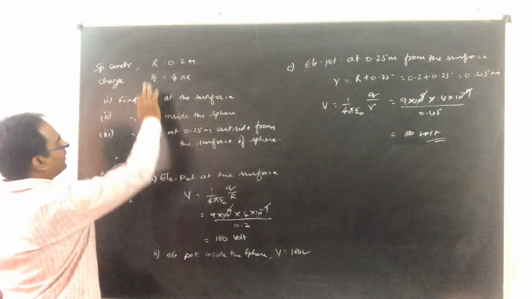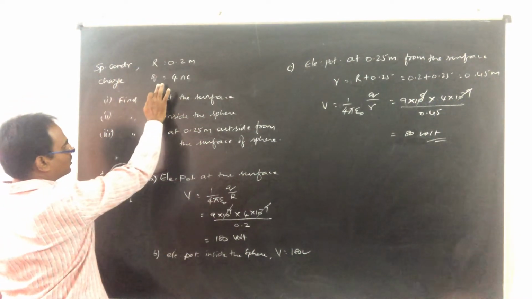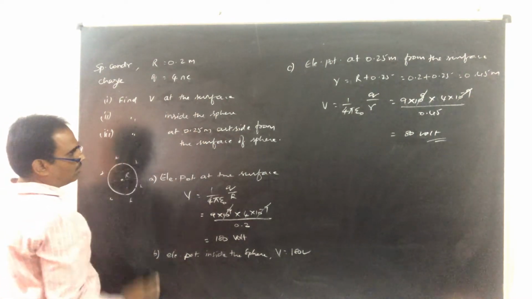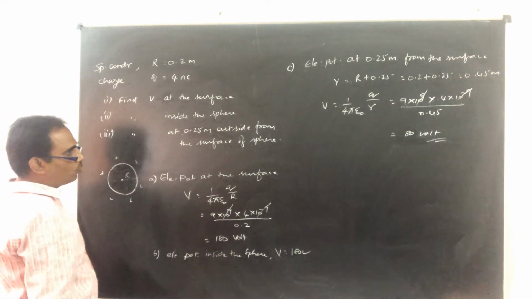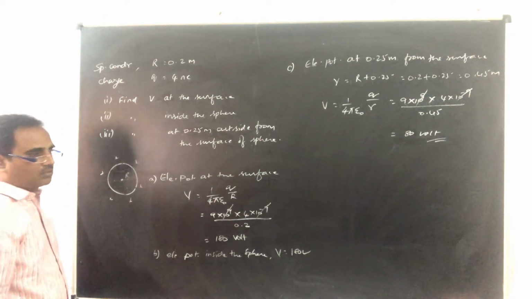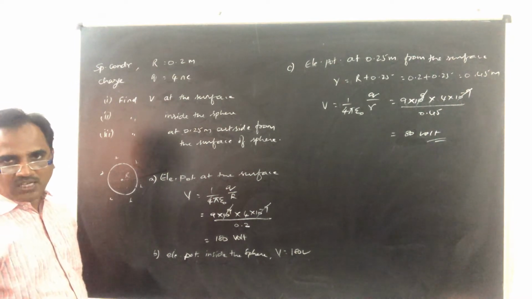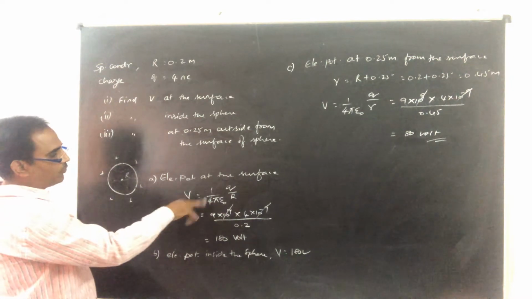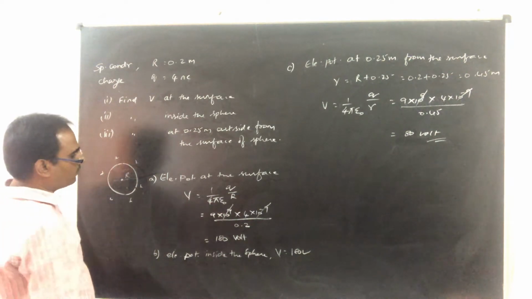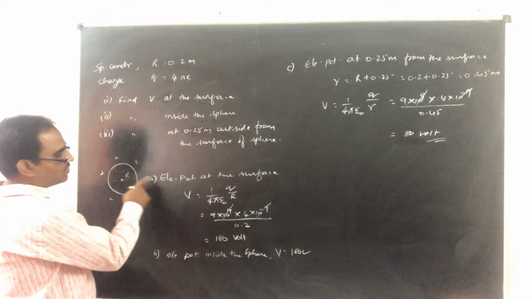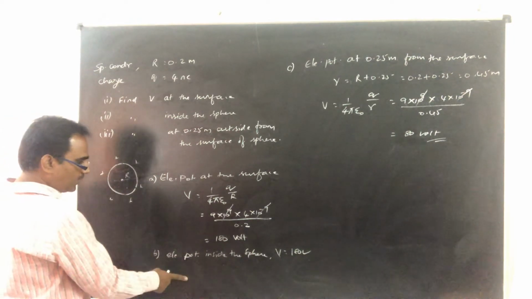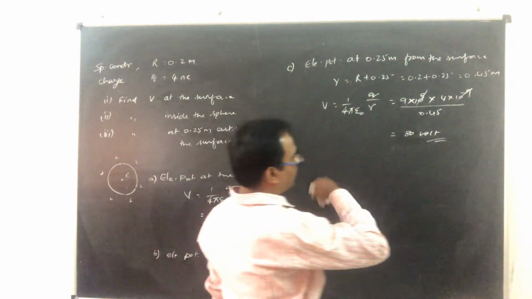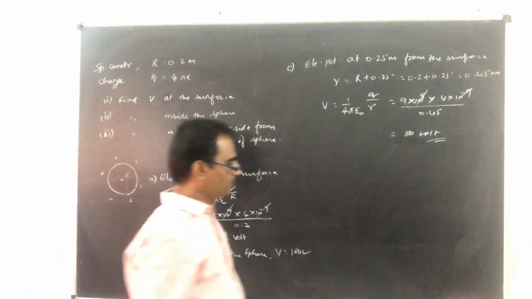So there is a spherical conductor having charge this much. You are asked to find the potential at the surface, inside and 0.25 meter outside the spherical surface. So these types of simple problems will be asked in the board examination. So you should just know this formula and how to apply it. That is enough. So on the surface, this is the potential. Inside it will be the same. From the surface, 0.25 means from the center the distance will become 0.45. This becomes the potential.